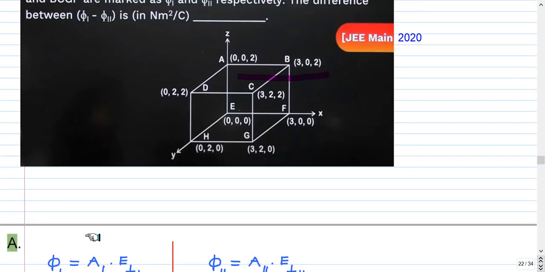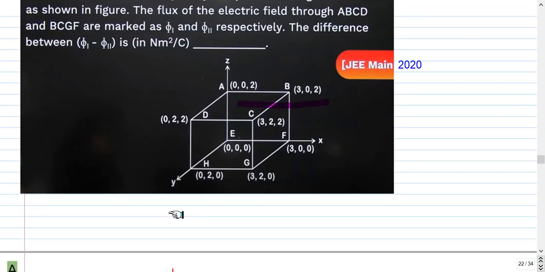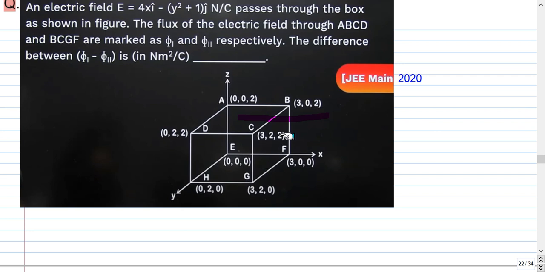For the right face, the x component of the electric field will cut this face, not the j component. The j component will just graze this surface. So only the x component will contribute to the electric flux. That is 4x i cap, and the value of x for this right face is 3. So the electric field is 4 into 3, 12, and it's a uniform electric field over this face.